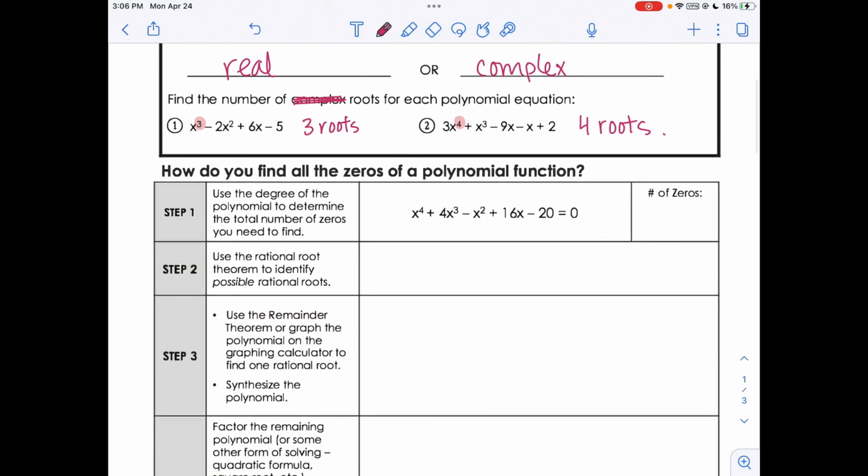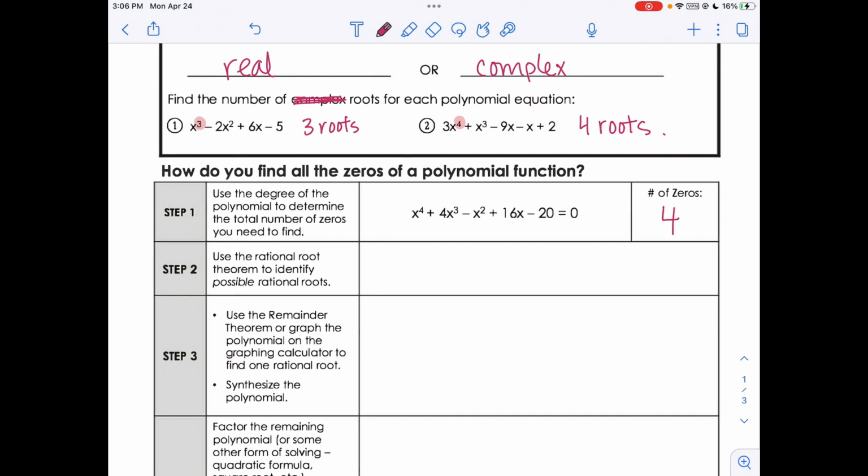Now, we're going to go through this first example, and then we'll go through 2 more examples together. So try to stay with me on this one. It's a lot of steps. How do you find all the zeros of a polynomial function? Step 1, use the degree of the polynomial to determine the total number of zeros you need to find. So we have x to the 4th power, which is the leading coefficient, which tells us we have 4 zeros.